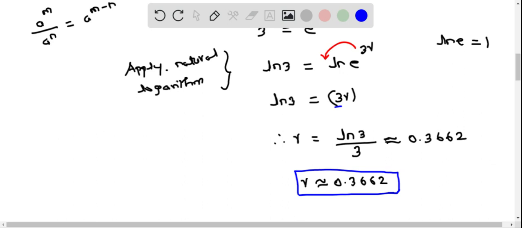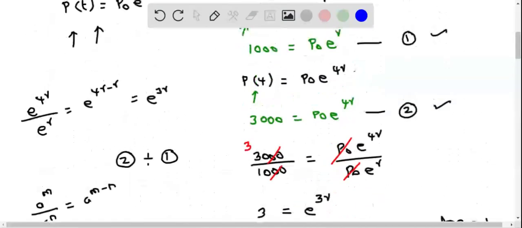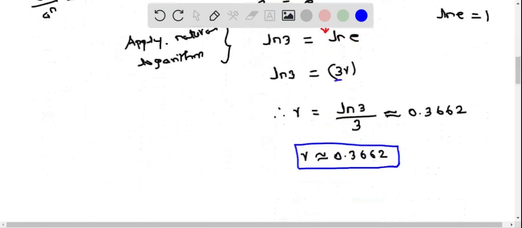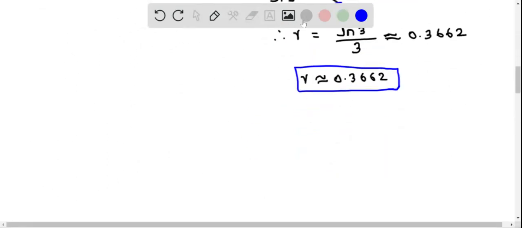And now using this value of r, we can determine the value of p naught. For that, we can substitute this value of r either into equation 1 or equation 2. I'm going to replace r in equation number 1. So first let me copy equation number 1. Equation number 1 is 1000 equals p naught e raised to the power of r. So let's replace this r with 0.3662.